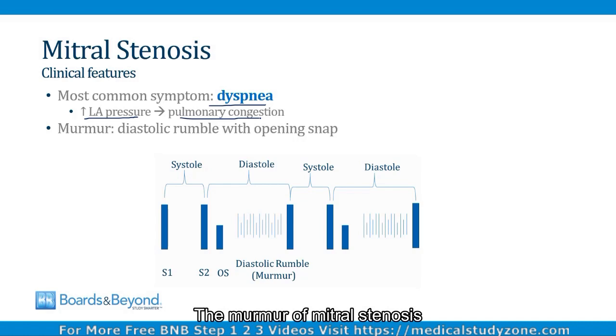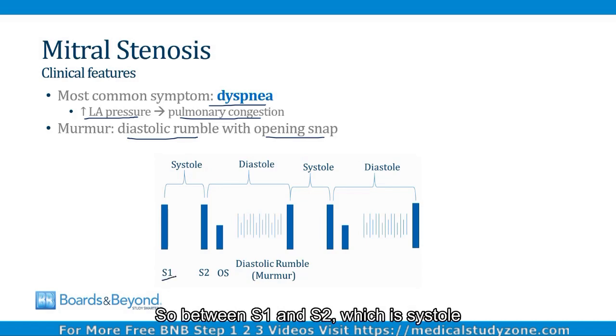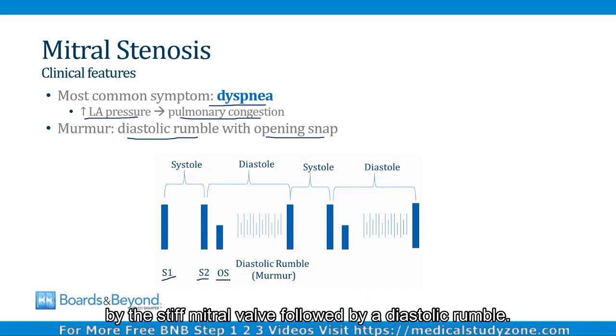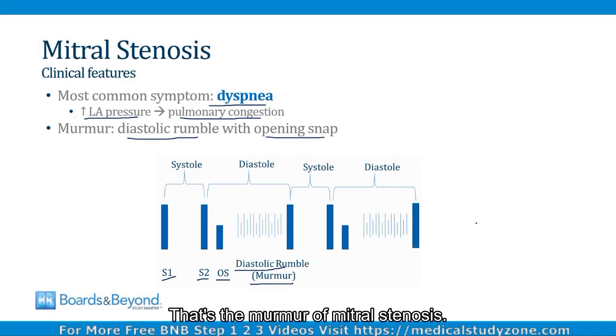The murmur of mitral stenosis, which I talk about in more detail in the video on heart murmurs, is a diastolic rumble with an opening snap. So remember that blood moves past the mitral valve in diastole, so between S1 and S2, which is systole, there will be no murmur from mitral stenosis. But in diastole, you'll hear an opening snap, which is a sound caused by the stiff mitral valve, followed by a diastolic rumble. That's the murmur of mitral stenosis.